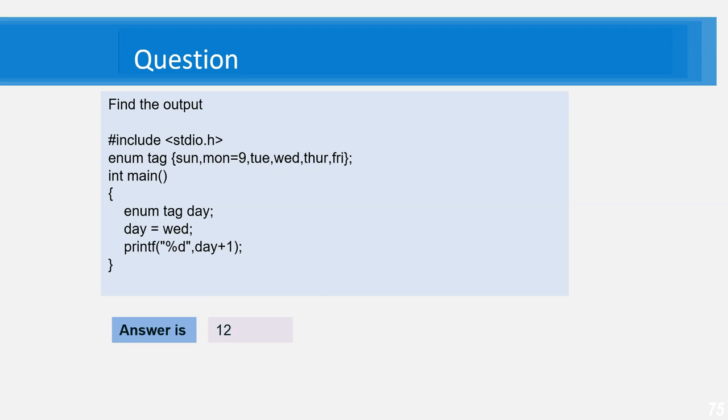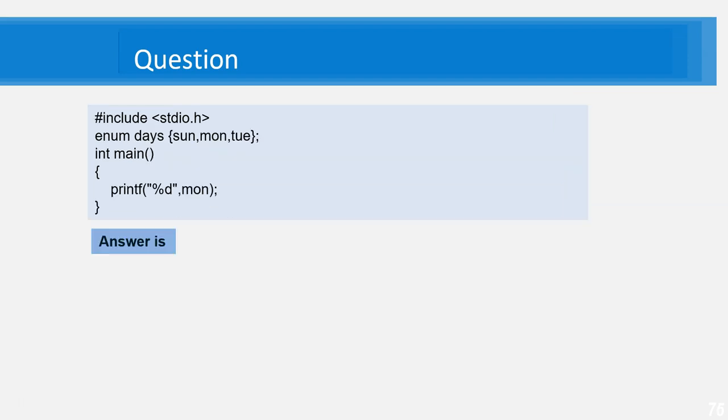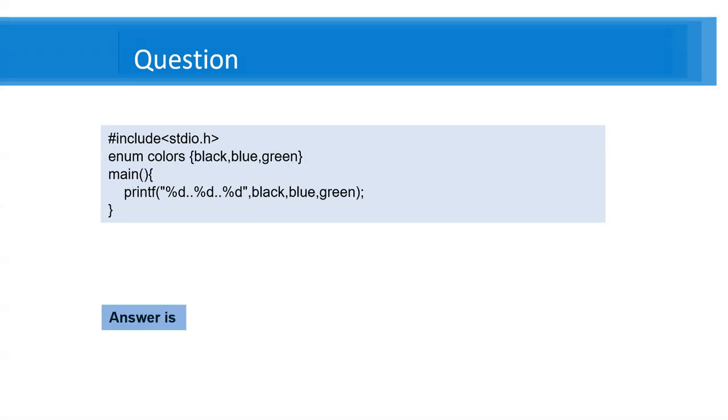So let's take a few more questions on enumerated constants so that you understand the concept. Second is enum days, Sunday, Monday, Tuesday, printf %d Monday. So you can pause and guess the answer. The answer for this question is 1 because Sunday by default gets initialized to 0. The first value gets initialized to 0. Second value will have 1, which is Monday. Third value is Tuesday, which gets a value 2. So when you print Monday, you get a value of 1.